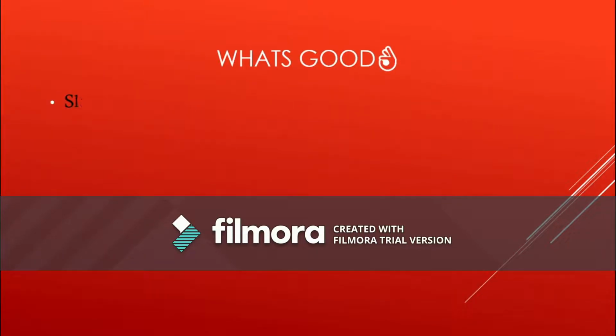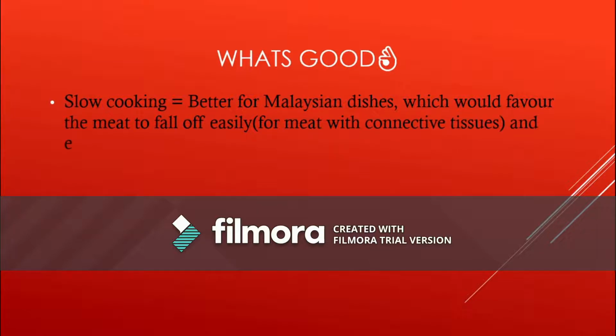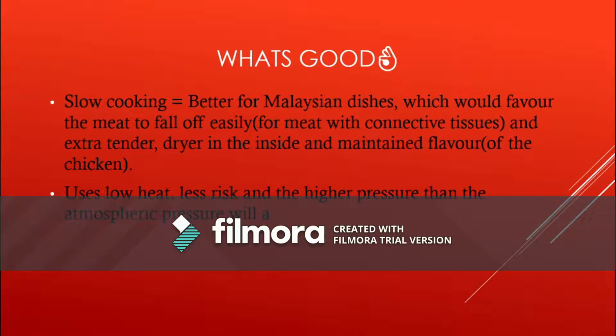So what's good about this slow cooker? Firstly, slow cooking is better for Malaysian dishes, which favor the meat falling off easily, since we like to put our dishes on the rice, and we would prefer the meat to break down easily, since we usually eat meat with a lot of connective tissues like chicken or beef or something like that. So it becomes extra tender and it's a bit dry on the inside and maintains the flavor of the chicken.